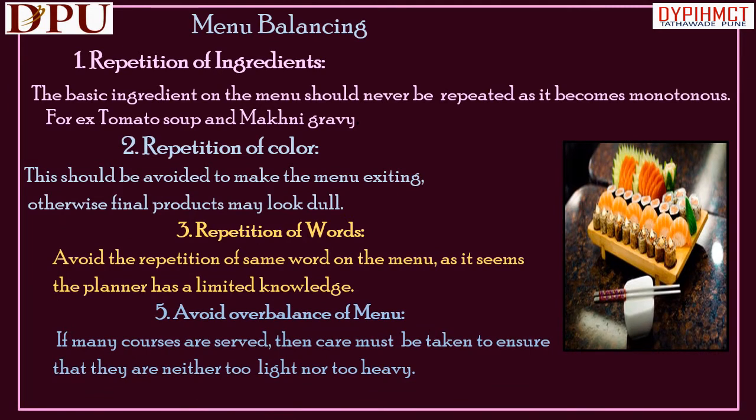We are going to learn the points to be considered while menu balancing. Repetition of ingredients: the basic ingredient on the menu should never be repeated as it becomes monotonous. For example, tomato soup and macaroni gravy, both are tomato-based and would give the same taste. Repetition of color should be avoided to make the menu exciting, otherwise final products may look dull. Repetition of words: avoid the repetition of the same word on the menu, as it seems the planner has limited knowledge. Avoid overbalance of the menu. If many courses are served, then care must be taken to ensure that they are neither too light nor too heavy.